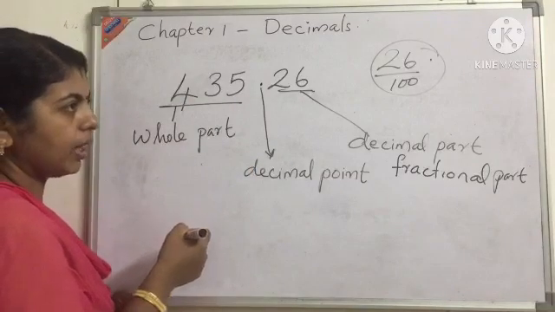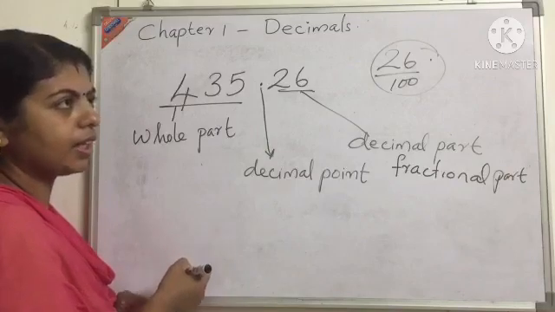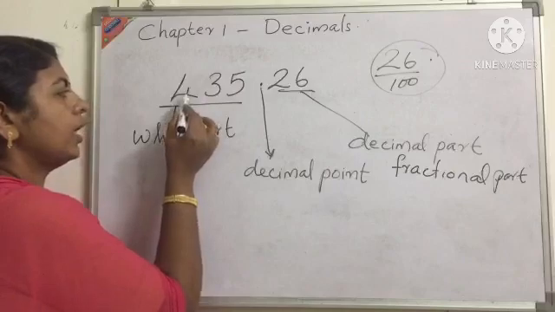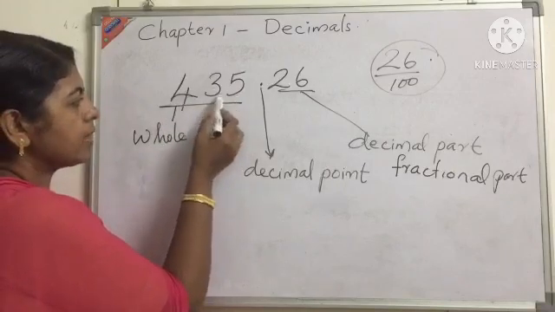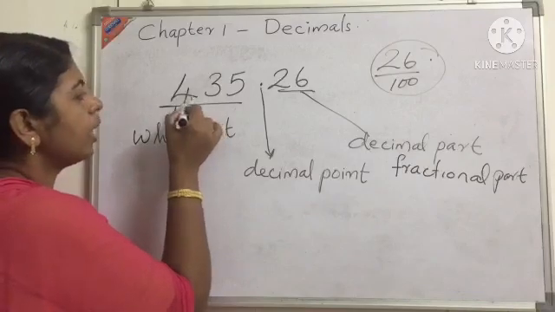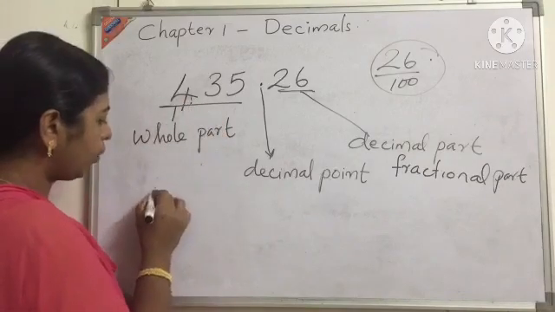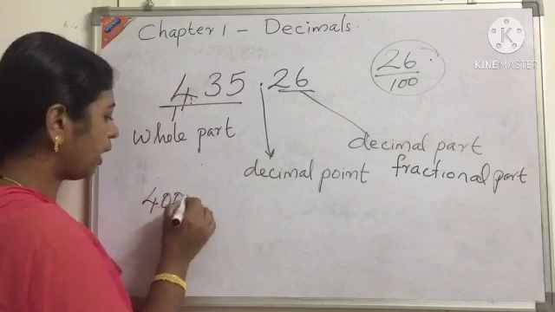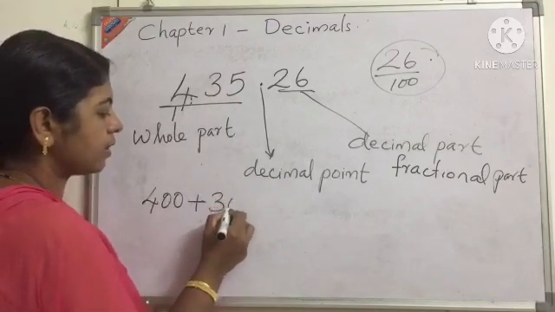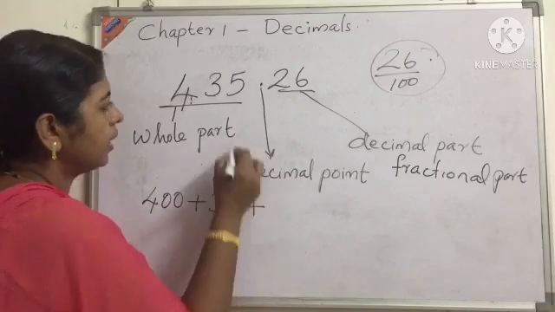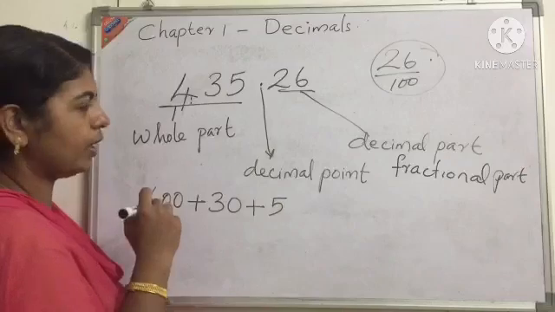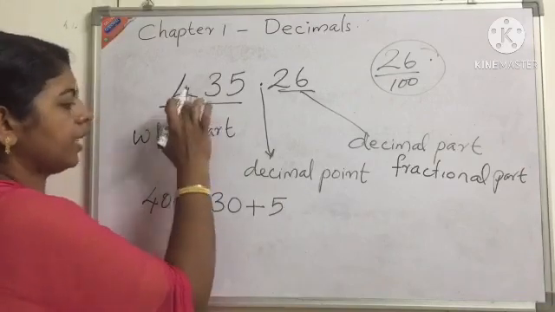Expansion. Before that we want to study the positions. Here it is the whole part, so it's in the place of ones, tens, hundreds. This is the place of 100, so it's 400. Then we write 400 plus, here it is in the place of tens, 30, plus the next one is in the place of ones. So we can write as usual, as we studied.